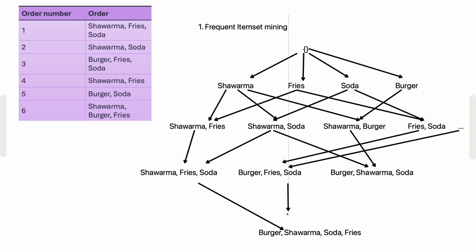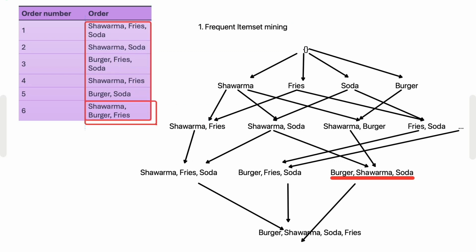But now the thing is, of course, we want to find those that are actually frequent. For instance, if we take here burger, shawarma, soda, okay? If we look in our set right here, we don't find it in any order. We only have shawarma, burger, fries, for instance, right? But nobody ordered burger, shawarma, soda. So this means that this is not frequent in the data set. So we need a way to figure out what is frequent and what is not.